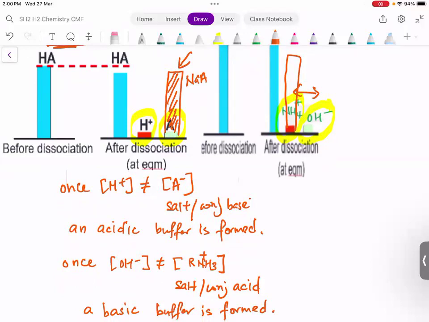As long as they are no longer equal. I never say which one must be larger. As long as they are no longer equal, then you form a buffer. It can be H plus larger, it can be A minus larger, depending on what kind of pH you want to form, because different buffers can have different pH values. So you change the pH values by manipulating the ratio. Do I make sense to you?